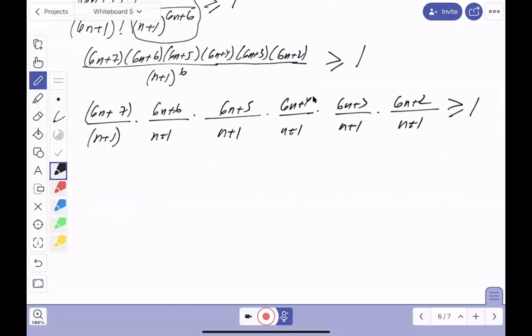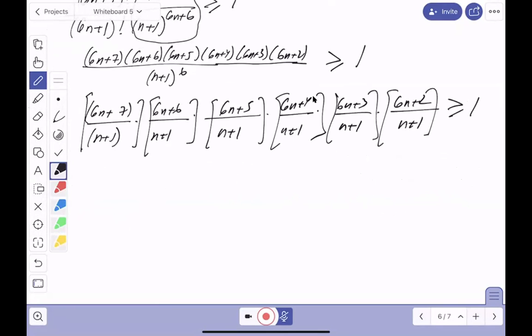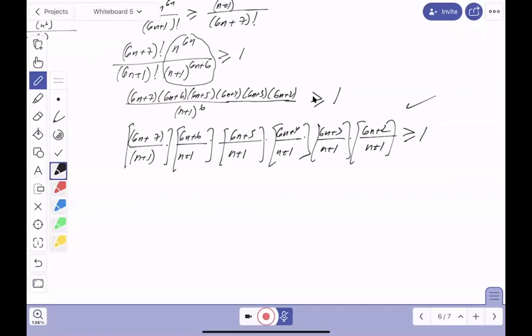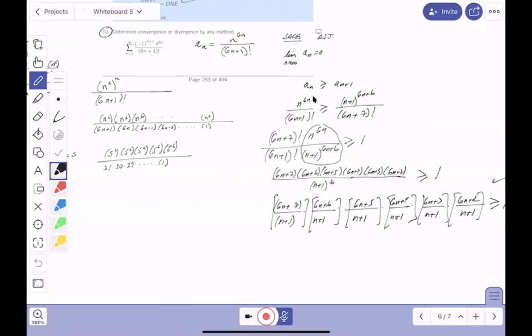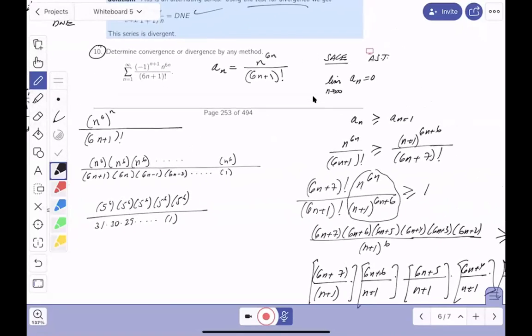All right, now what do I know about these guys over here? Certainly, looking at these things over here, I hope you realize that these are all fractions where the top is going to be bigger than the bottom. So each of these numbers is greater than 1. So I'm going to say this is true at this point. All right. So what did I do? I showed by the AST test, which is an awful lot of work, that this series actually converges by the AST.